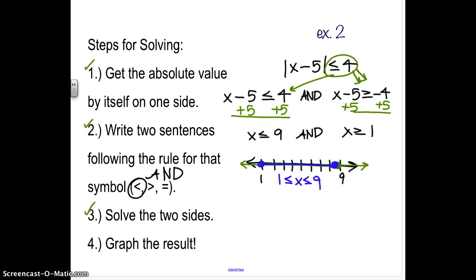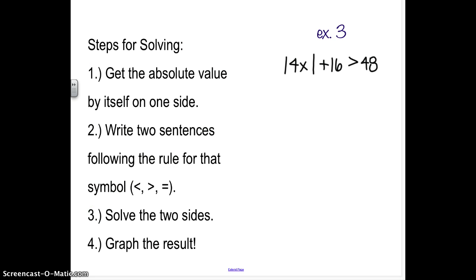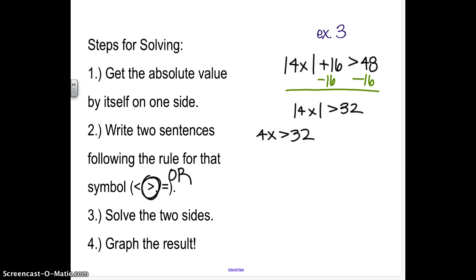One more I want to get done with you real quick. Right here, this is greater. Get the absolute value by itself. Subtract 16. Absolute value of 4x is greater than 32. This is a greater. We're going to use the word or. 4x is greater than 32. 4x is less than negative 32. And there should be an or in there. So I'm going to sneak that in there quick.